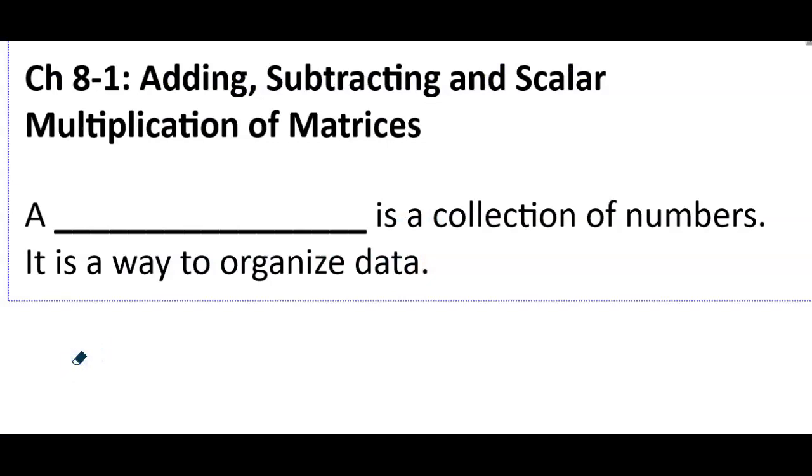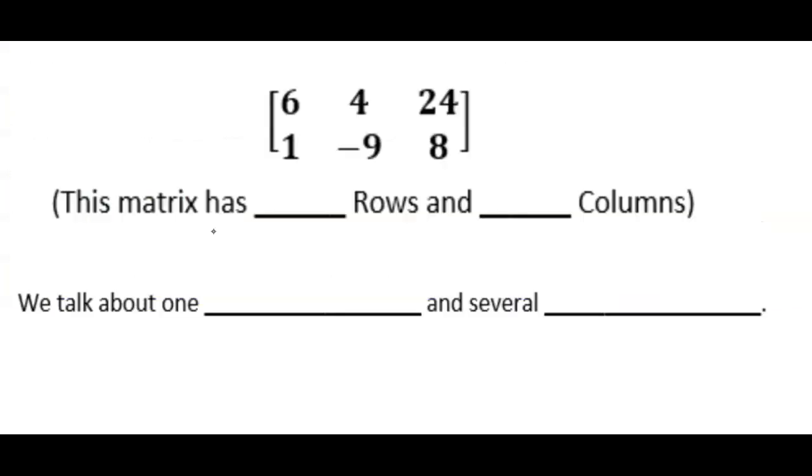A matrix is a collection of numbers, okay? And it's a way to organize data. So let's move on. This matrix has two rows. Rows go across. These are your rows. More specifically, this is row 1 and this is row 2.